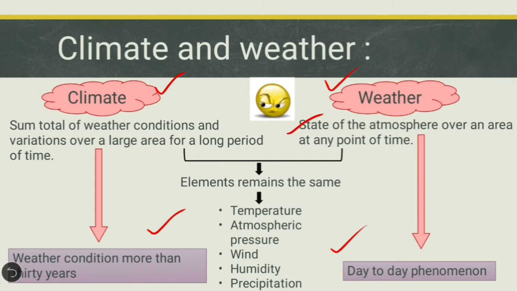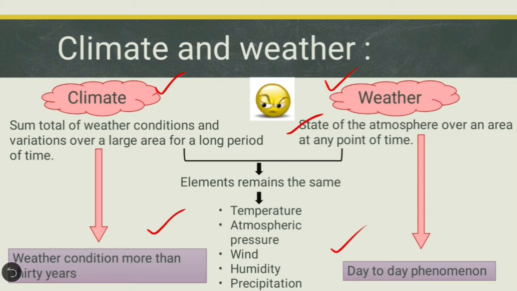Weather can change or fluctuate within the day. Suppose in the morning it was a very sunny day, and coming towards the sunset, towards the evening, it may be colder. So the weather conditions may fluctuate within a day. So weather is a day-to-day phenomenon, whereas climate is weather conditions over more than 30 years.